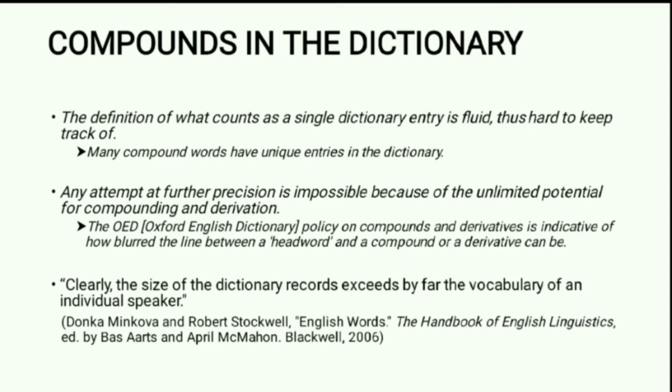Definisi di kamus bisa berubah-ubah, sulit dilacak. Banyak kata gabungan memiliki entry unik dalam kamus. Kebijakan Oxford English Dictionary tentang gabungan dan turunannya menunjukkan betapa kaburnya garis antara kata utama dan senyawa atau turunannya.